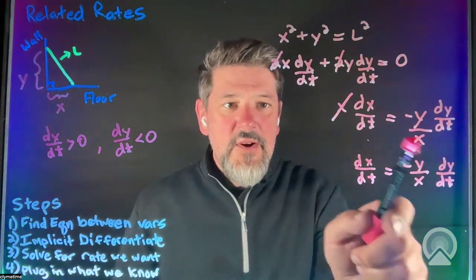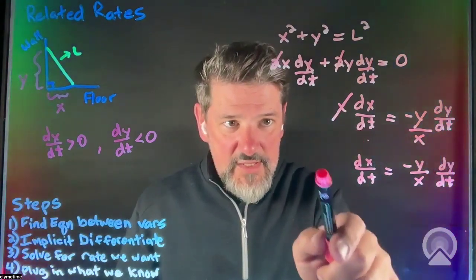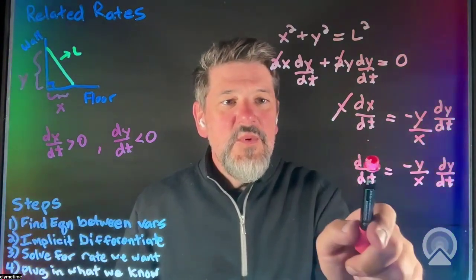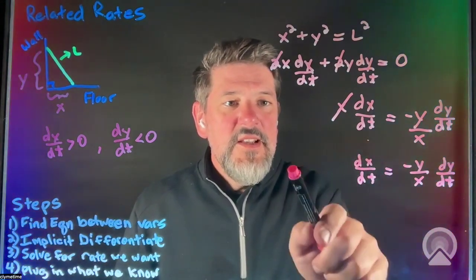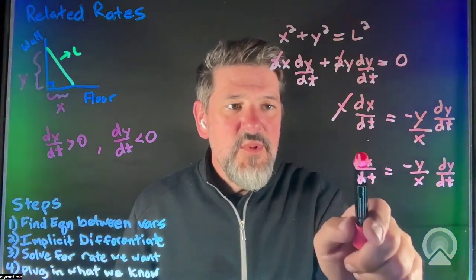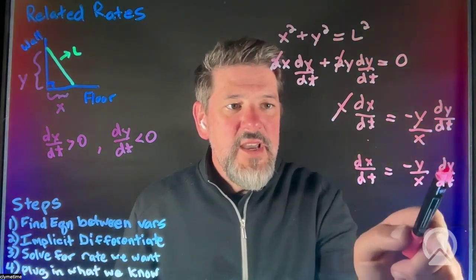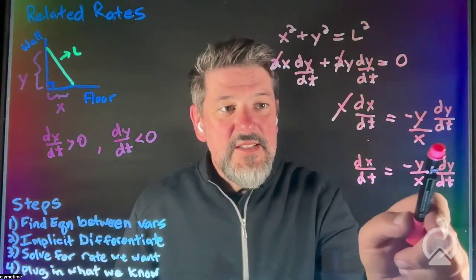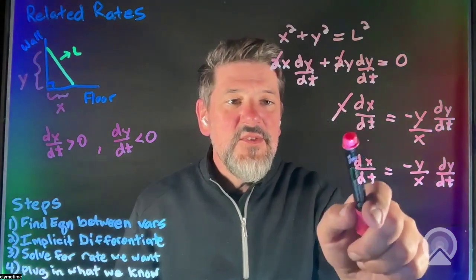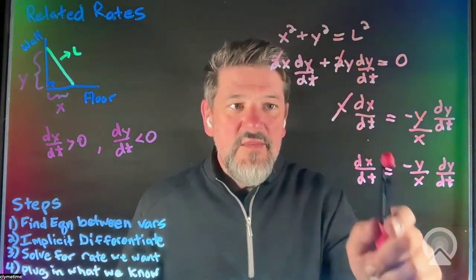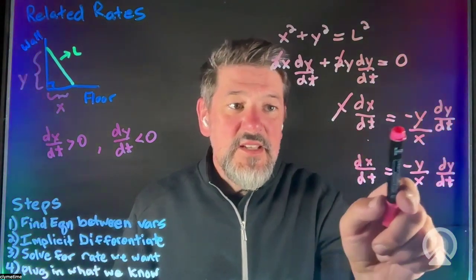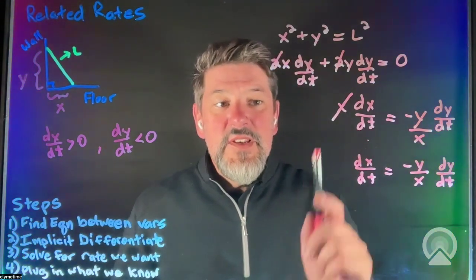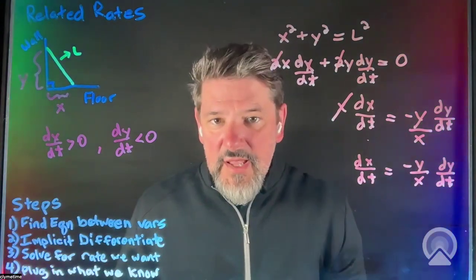Now let's take a look at our relationship here. This is a related rate. This is the differential equation, and this is us solving for dx over dt. We can see that there's a negative sign here. So therefore, if dx over dt is positive, then dy over dt must be negative, or vice versa. If dy over dt is negative, a negative times a negative would make it positive, so dx over dt would then be positive. But the relationship between dx over dt and dy over dt is that they're negatives of each other. And we know this because y and x cannot be negative.